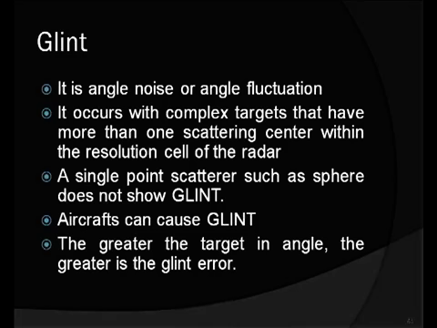It is angle noise or angle fluctuation. It occurs with complex targets that have more than one scattering center within the resolution cell of the radar. A single point scatterer, such as a sphere, does not show glint, whereas in an aircraft there are several points of scattering and hence there will be glint. The greater the target extent in angle, the greater is the glint error.